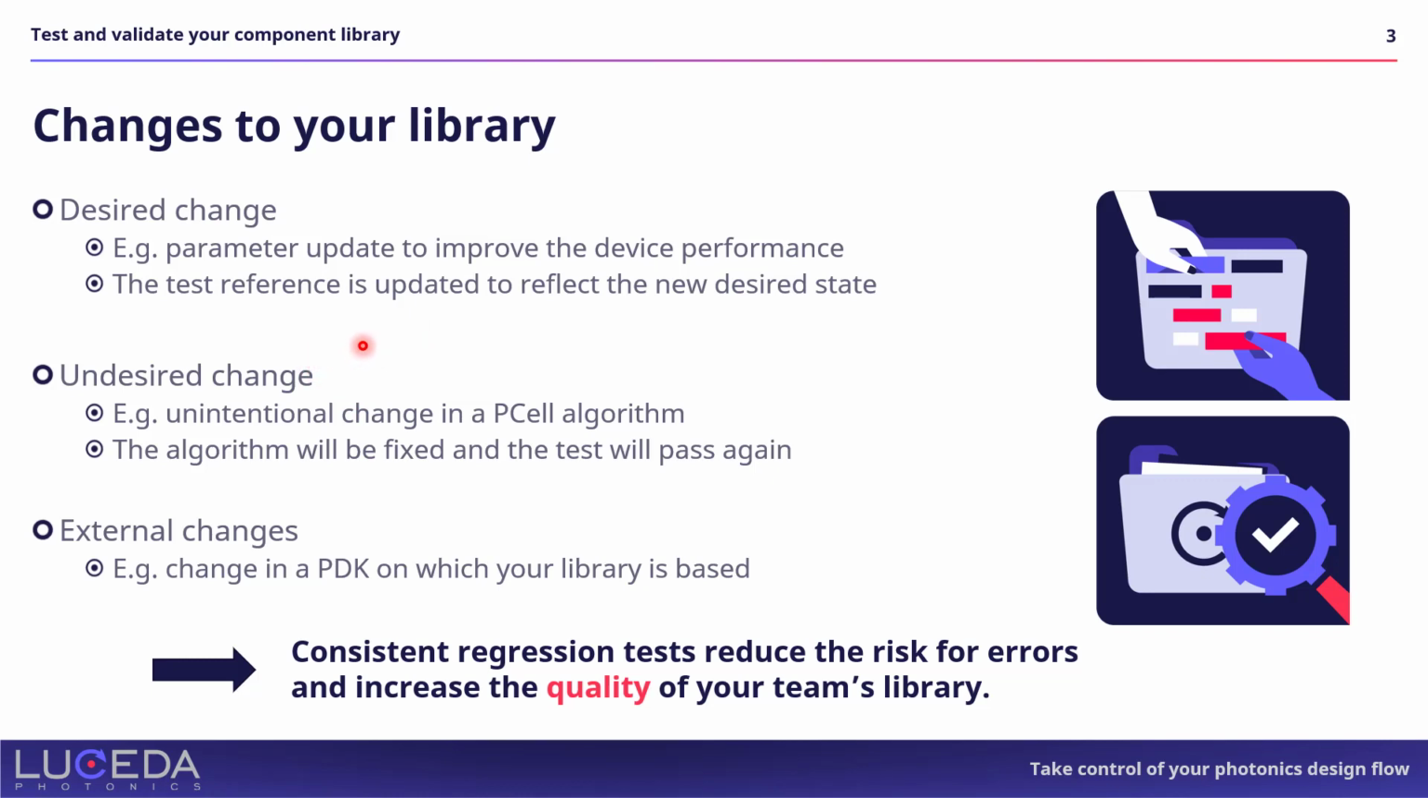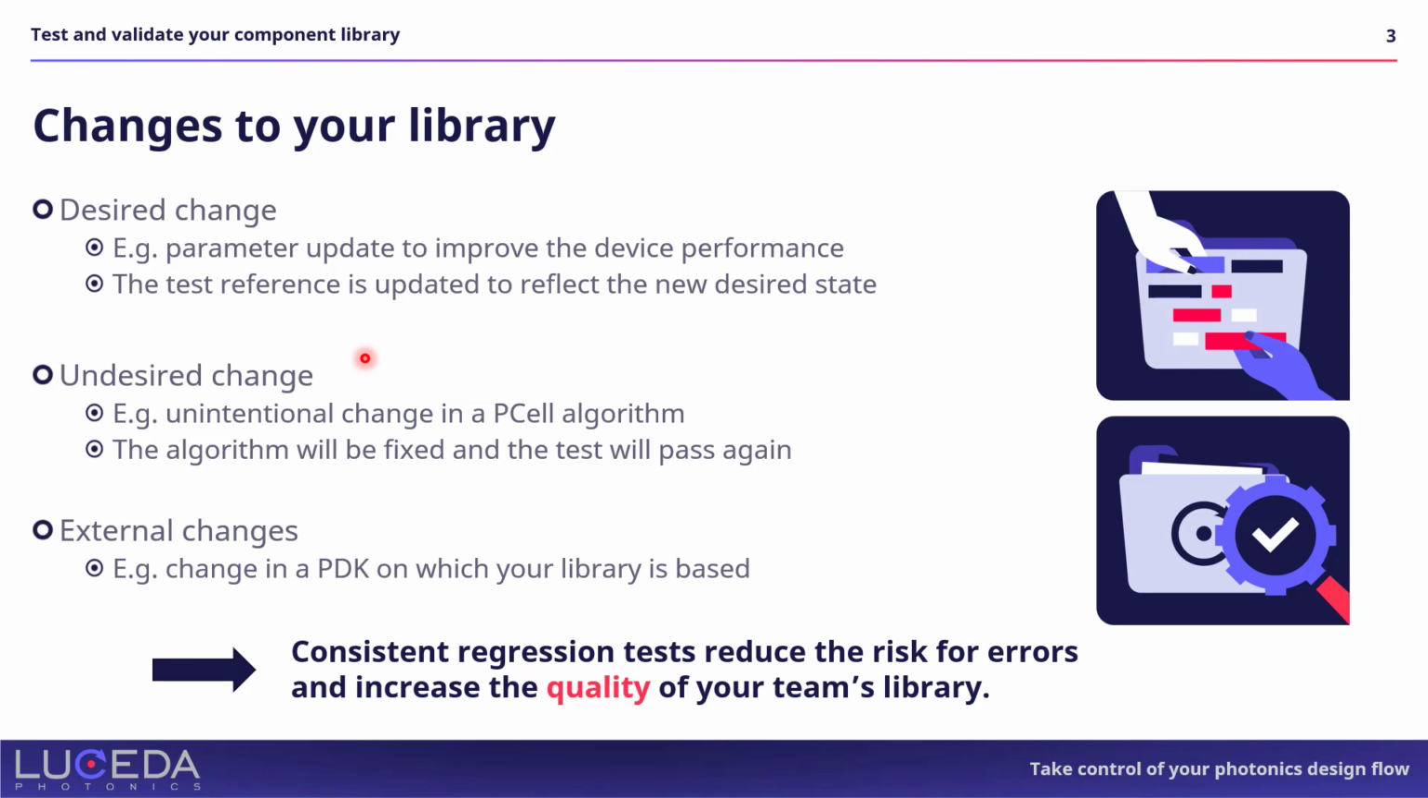In other cases, you will have undesired changes. These are unintentional changes in a pixel algorithm. These are accidental, not wanted. They could come from a change that you performed somewhere else and that affect your pixel. In this case, you will want to fix the algorithm so that the test passes again without updating the test reference. In other cases, you have external changes.